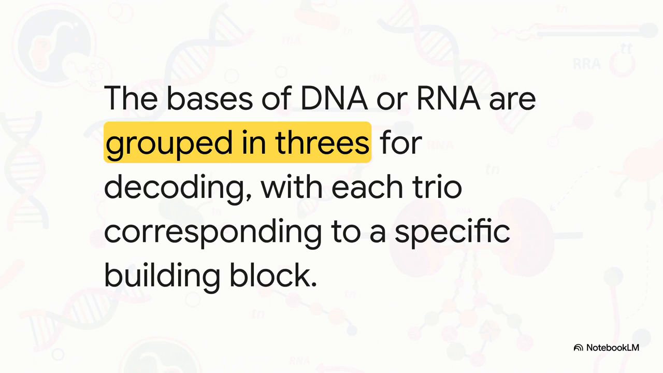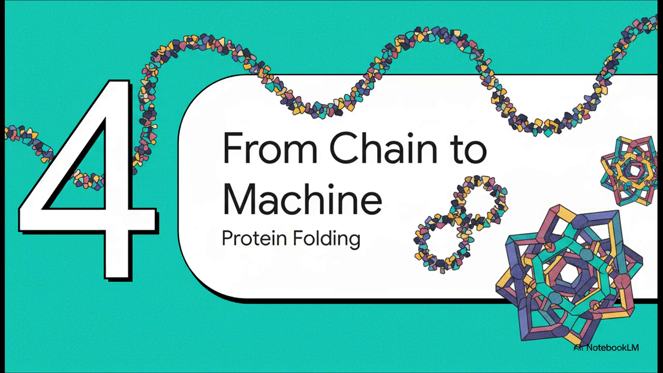Each little group of 3, called a codon, is a specific instruction that basically says, add this specific building block right here. It's kind of like a recipe where every 3 letters tells you exactly which ingredient to add next to your growing chain. So now the ribosome has built this long, kind of floppy chain of building blocks.